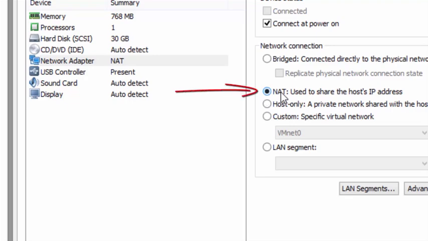NAT is a network address translation protocol. So this basically is putting your box behind a gateway, so that it can reach the internet but cannot be reached directly. In this case, it is going to be connecting through the host network, through our Windows operating system. It's going to be using our Windows host as the gateway to reach the internet.